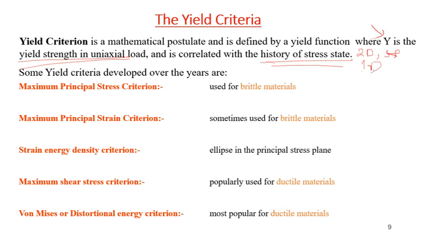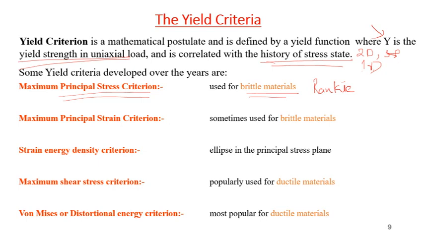Now there are different criteria. The first one is known as the maximum principal stress criteria for the failure of material under loading condition, and it is used for brittle material because brittle materials are weak under normal stress. This is the criteria most commonly used for brittle material, and it was proposed by Rankine. If you remember from thermodynamics, the Rankine cycle, the same scientist proposed this criteria.